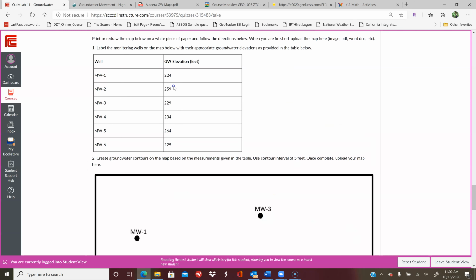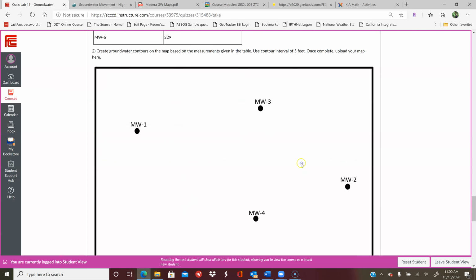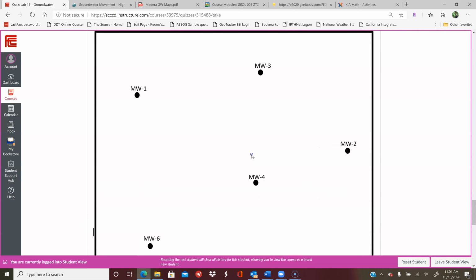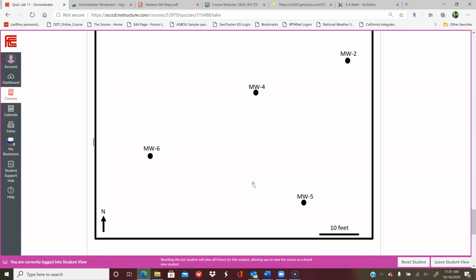The first thing you want to do is label all of your points, and then from there you want to start creating contour intervals at 5 feet. And if you get stuck, don't fret over this. Do the best that you can. You can either print this out or you can redraw this on a piece of paper. It doesn't have to be exact. I just want you to practice getting used to determining where the lowest point would be based on the elevations that you're given. Again, it does not have to be perfect, but I will show you a video that goes through all of that.